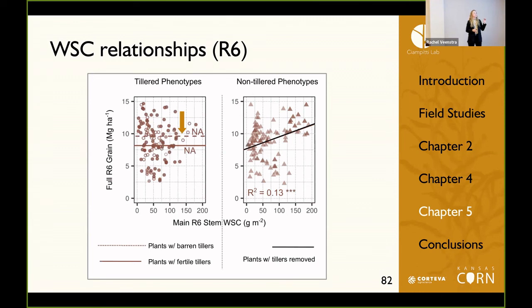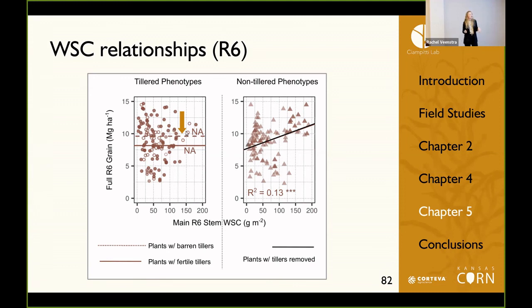So if we look at our tillered phenotypes, we see in the dashed line and open circles are plants that had barren tillers, so tillers did not have grain on them. The solid line and our solid points are our plants with fertile tillers. And what you'll notice is there was no significant trend comparing our main stem reserves in this case.